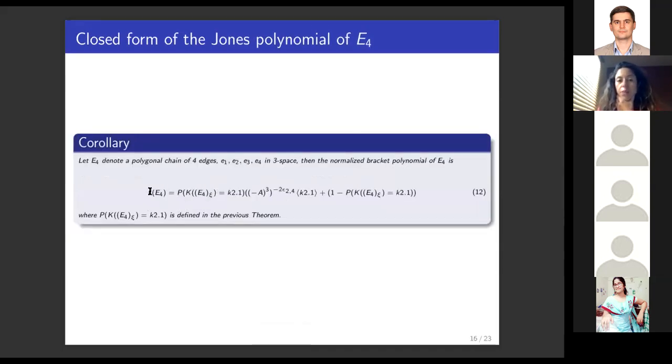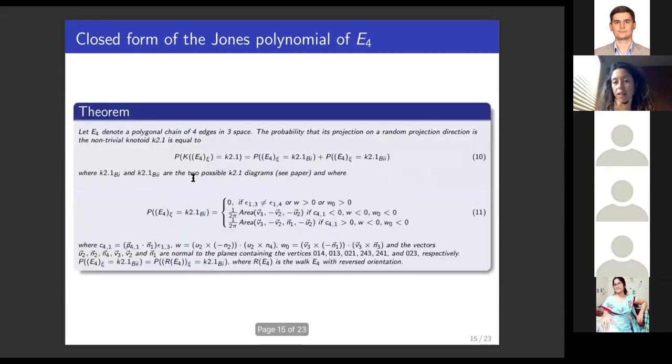So the Jones polynomial of a curve with 4 edges has this form, where the unknown is this geometric probability, which we find just from the geometry of the curve in 3 space, as basically a cross product and dot product expression over some vectors that come from the geometry of the chain. I could go into that in more detail.